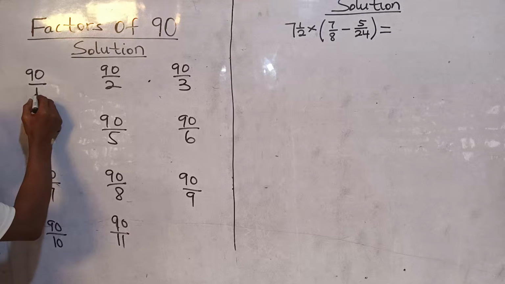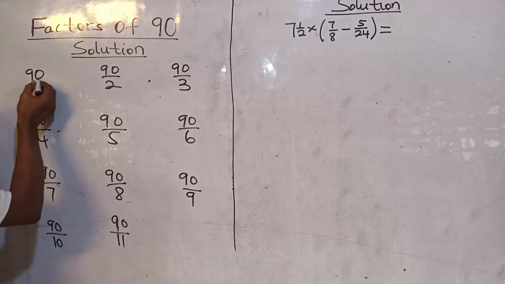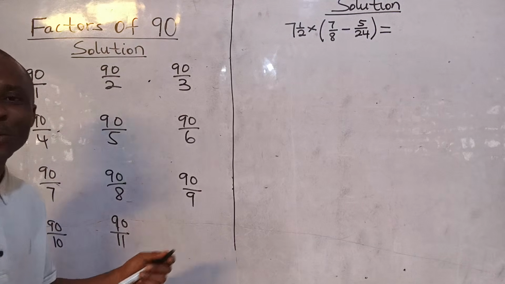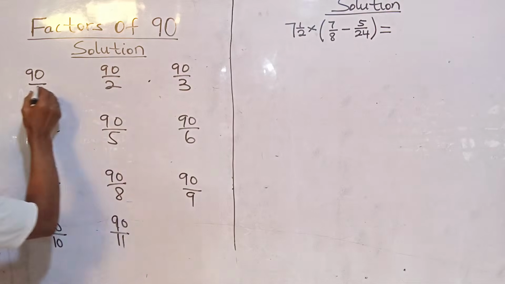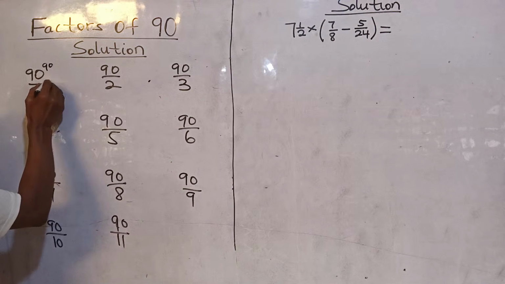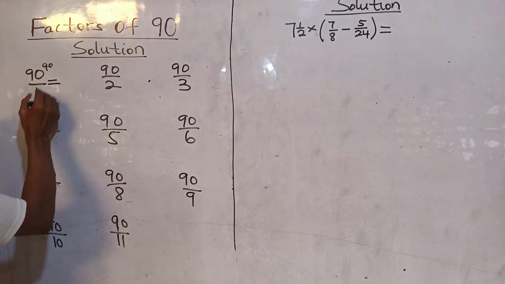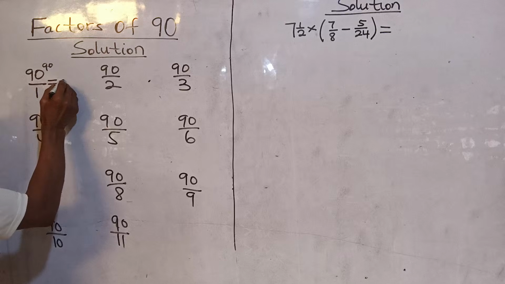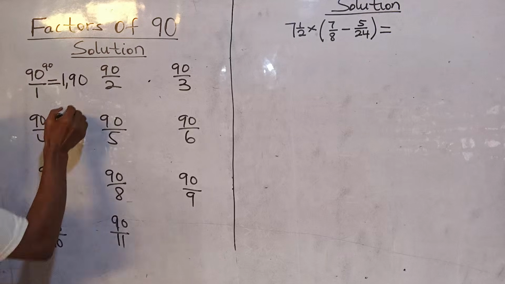One person has been told to go and share 90 mangoes or pens or oranges. That person will take all the 90. So we say the divisor and the quotient become factors of 90.